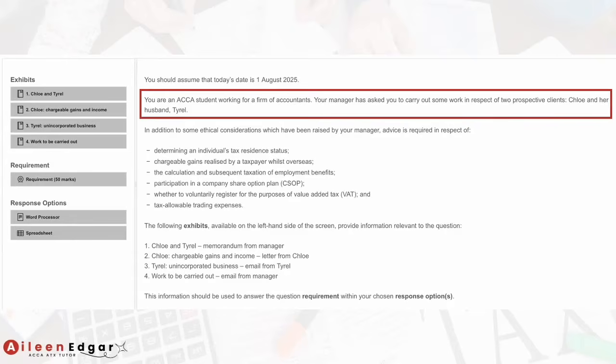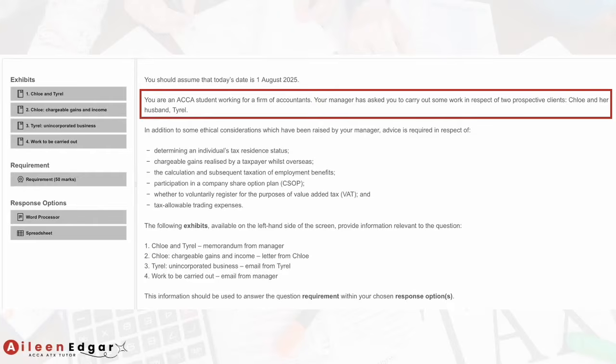Now, if it's 2 unconnected clients, what's good about that? Well, it means you can start with client number 2 and deal with their issues if those are on topics that you feel more comfortable with, for example. It can also help you to stop thinking about this as some big horrible 50-mark question and actually think of it as two smaller questions. Maybe one's worth 20 marks, the other 30.